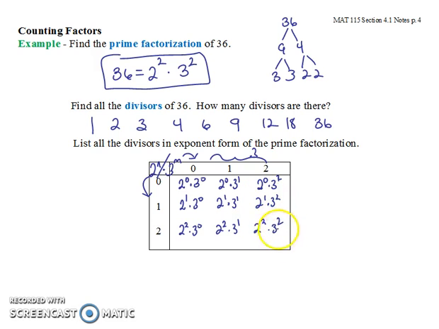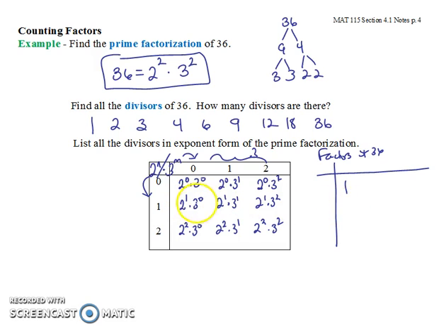I listed all possible combinations of 2 to the nth power, 3 to the nth power, where they went up to the maximum exponent here of 2. So let me list it this way. That gives me all my factors of 36. I'm going to list them in the same spots that I had before. This 2 to the 0 power times 3 to the 0 power, that's our factor of 1.